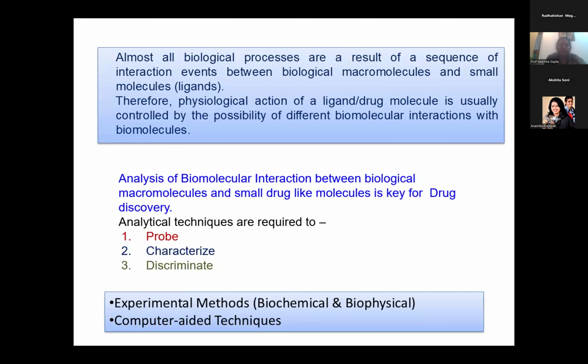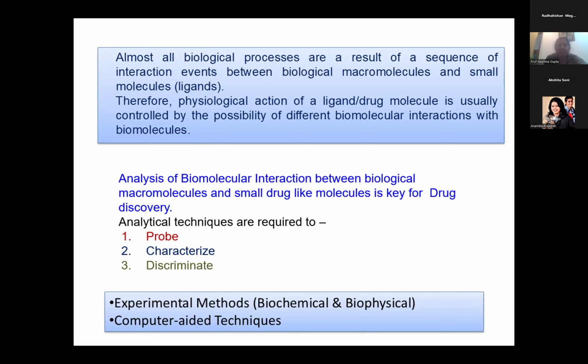Biomolecular interactions have to be studied. Our primary target right now is to understand what biomolecular interactions are available or possible between the drug candidate and the biomolecule. Almost all biological processes are a result of a sequence of interaction events between biological macromolecules and small molecules, which we may term ligands. Therefore, the physiological action of a ligand or a drug molecule is usually controlled by the possibility of different biomolecular interactions with biomolecules.